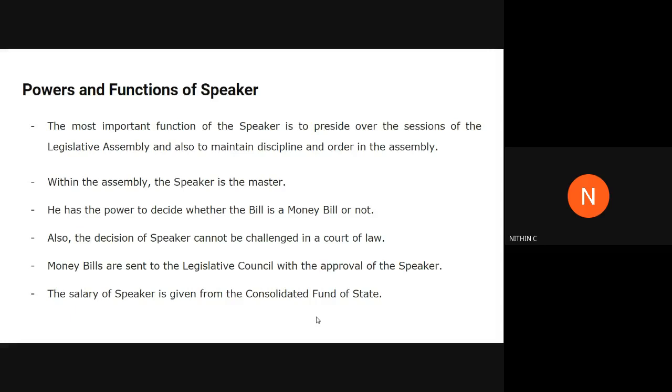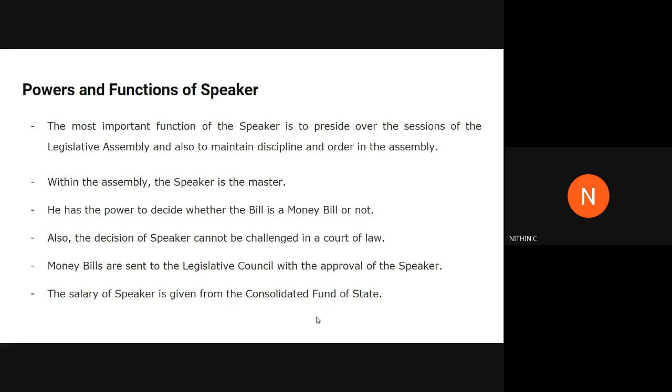So these are the powers. When talking about the speaker's powers, two things come up. One is that the decision that has been taken by the speaker cannot be questioned in the court of law. You just need to remember these major points. But you just remember these main points which I focus.